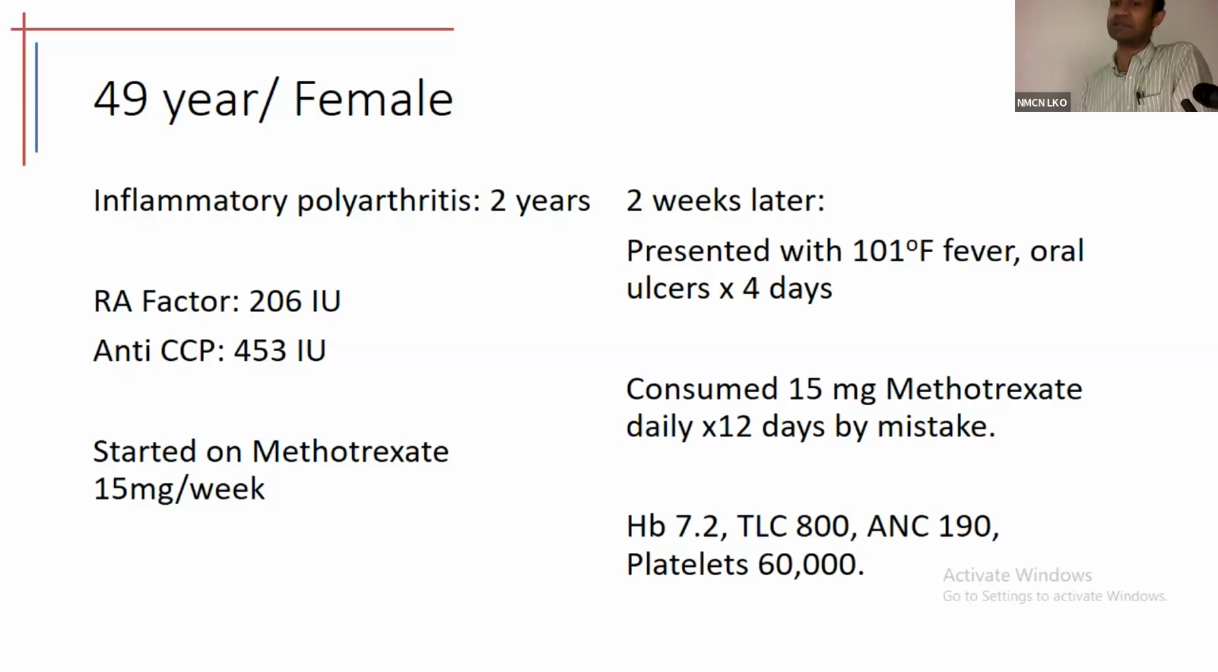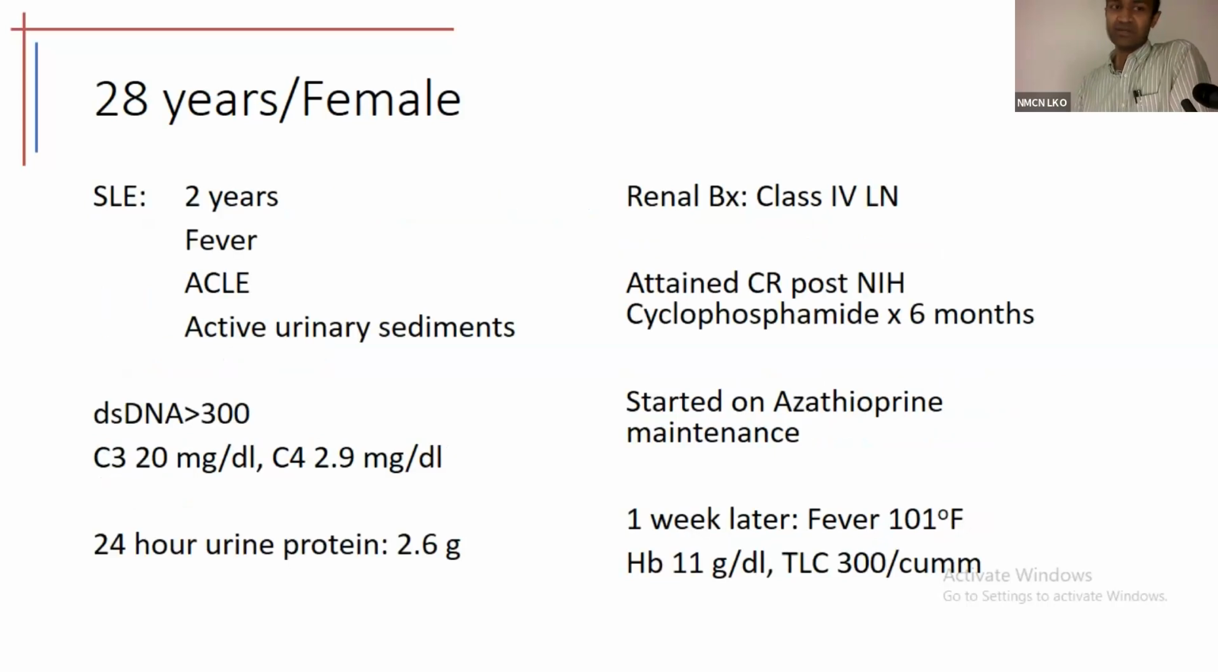and she now has pancytopenia with an absolute neutrophil count of 190. The third patient, this is again very common in the immunology ward: lupus, diagnosed for 2 years, with fever, ACLE, and active urinary sediments. dsDNA is high, C3, C4 is low, 24-hour urine protein is again high at 2.6 grams. The renal biopsy has shown class 4 lupus nephritis. She's attained clinical remission post NIH cyclophosphamide for 6 months, and we start the patient on maintenance azathioprine. 1 week later, the patient presents with fever of 101 degrees Fahrenheit, HB of 11, and TLC again of 300 only. So this is a very common scenario.